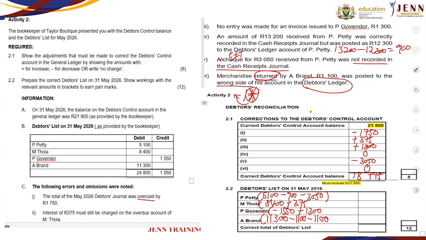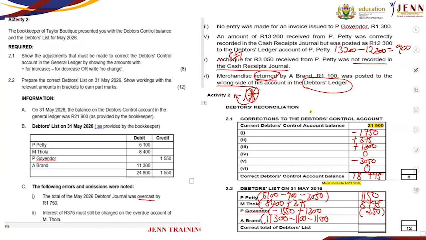And then now we go to the debtors list. On the debtors list, we have PPT. The balance will have to be 1,150. Remember, if you disagree with the totals, I will see by a show of hands so that we can verify or correct them. And then for MTOLA, the balance must be 8,775. And then for P Gavenda, the balance must be a negative 250.